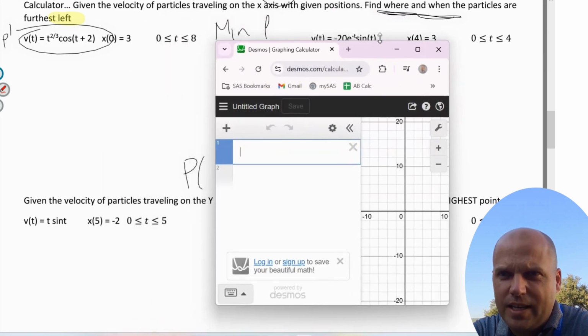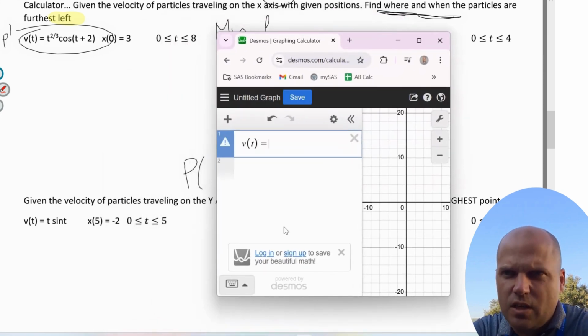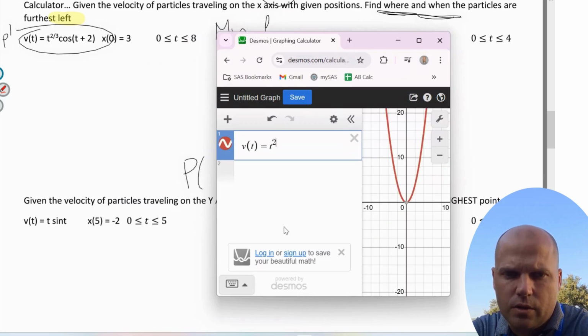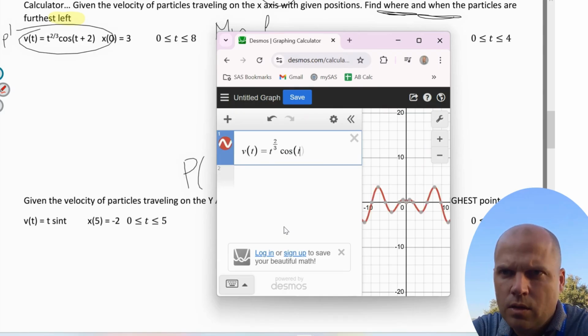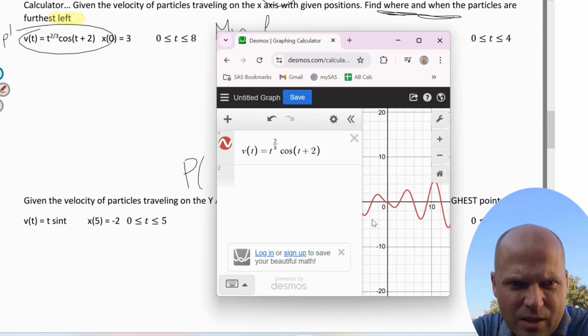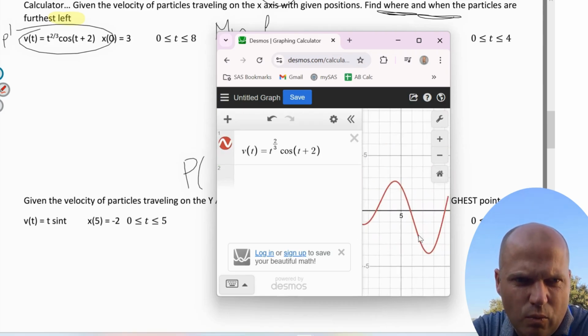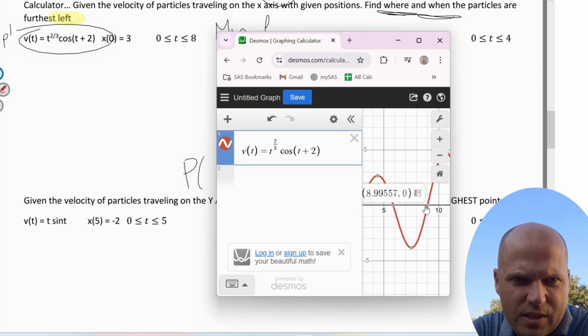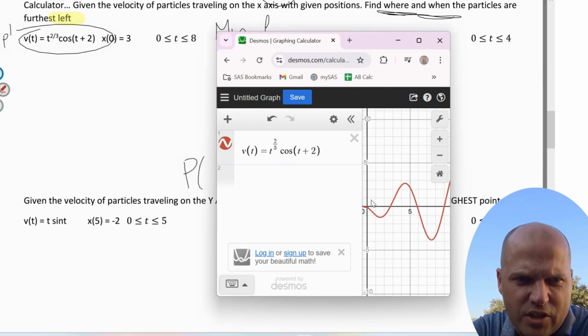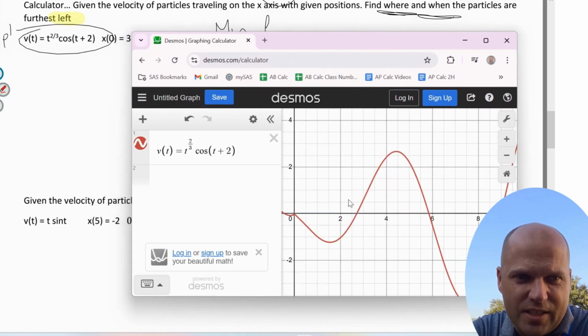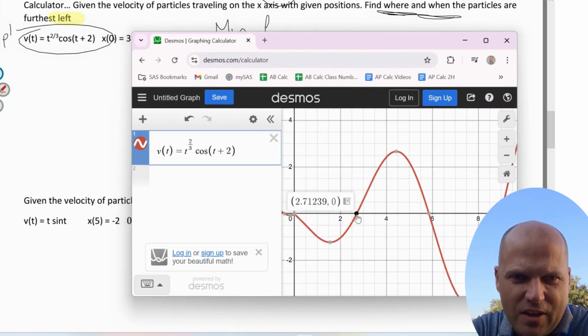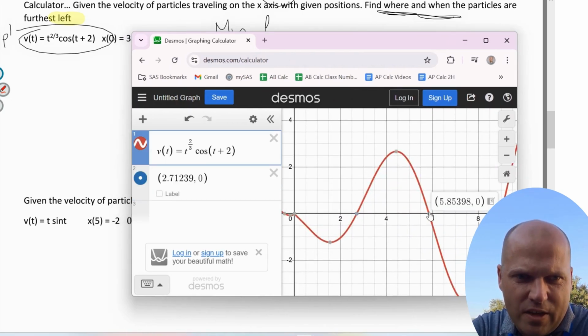All right, so I got V of t equals t to the 2/3 cosine t plus 2. I'm looking 0 to 8. Oh, what? I'm hoping that is great. I have 2 sign changes, which sucks. Sorry for saying that, but it does suck. I have multiple candidates, okay? I got this value here, this value here.